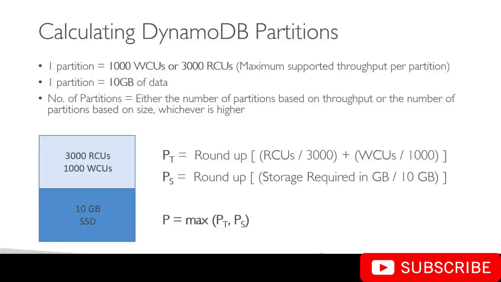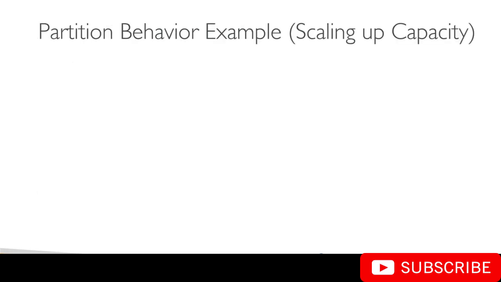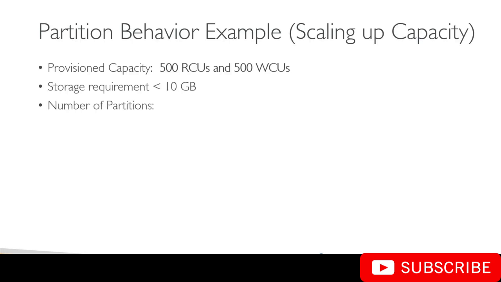So let's take an example to understand how this partition affects table performance. All right, so we have a table with a provisioned capacity of 500 RCUs and 500 WCUs, all right? And our storage requirements are under 10 gigs. So let's calculate the number of partitions.